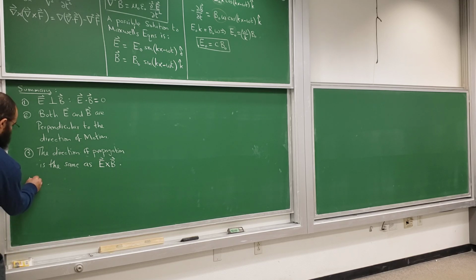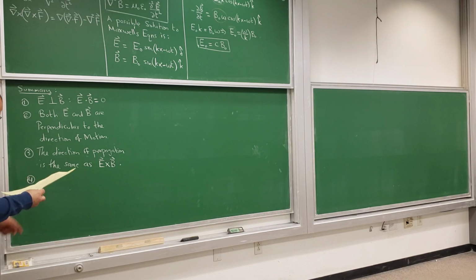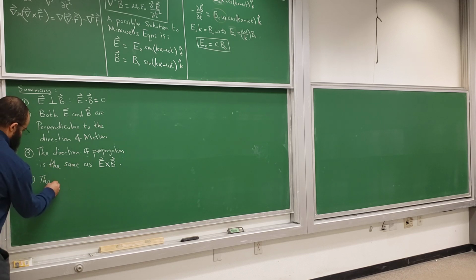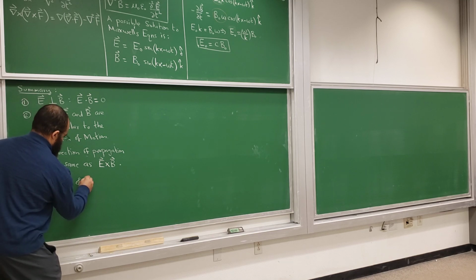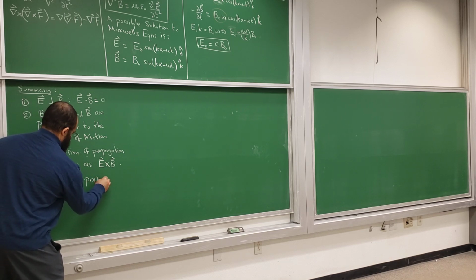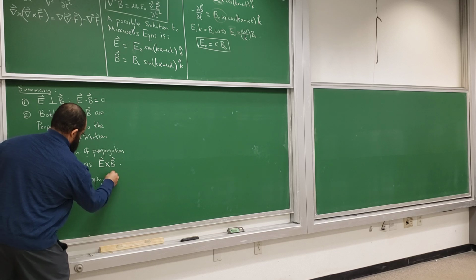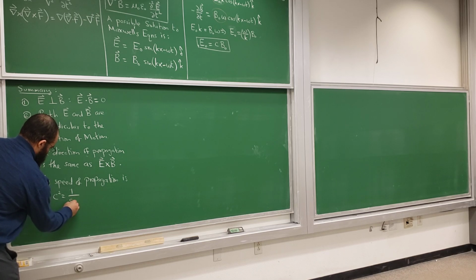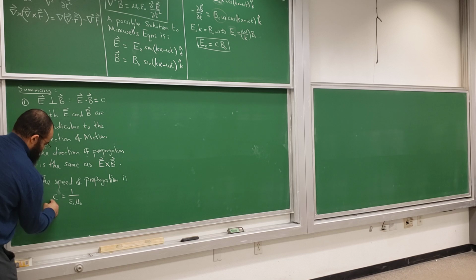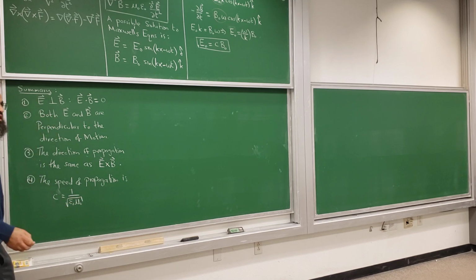Number four, the speed of propagation is c, where c equals 1 over the square root of epsilon naught mu naught. That's the speed, c, and it's about 3 times 10 to the 8.